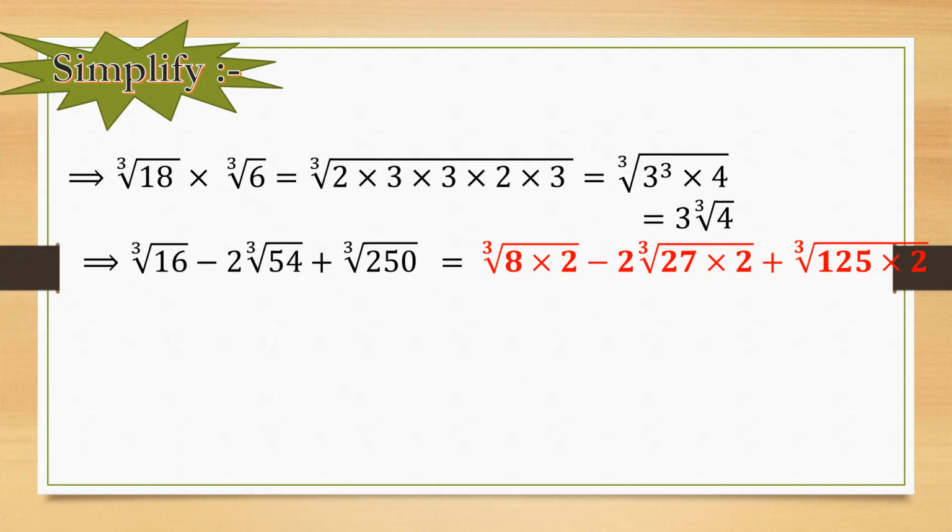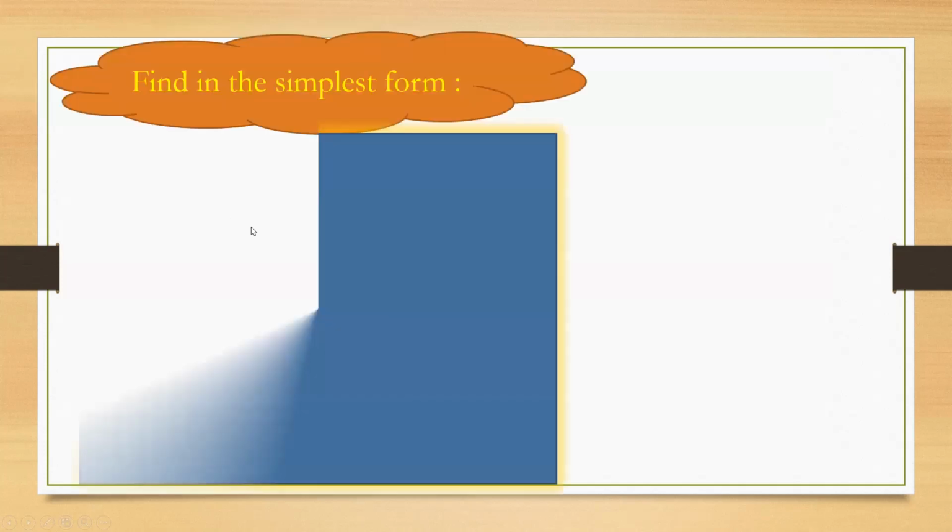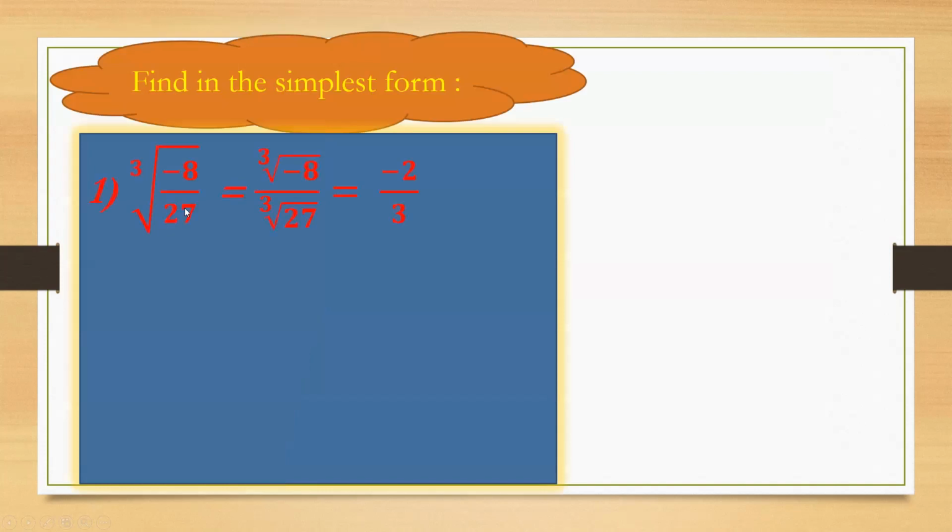27 has a cubic root, equal to 3. For 250, I must distribute it into two numbers, where one has a cubic root, so it will be 125 times 2. I must distribute it to simplify the number, and then add or subtract. Here, if I have a fraction, I must distribute the fraction into cubic roots. Here, I put negative 8 in the cubic root, which will be negative 2, and 27 will be 3. It's so easy.